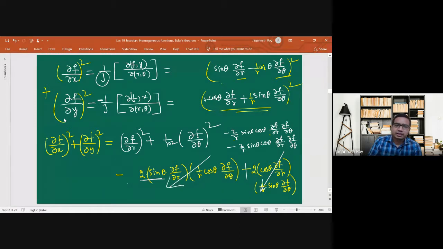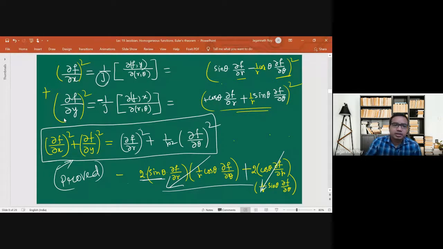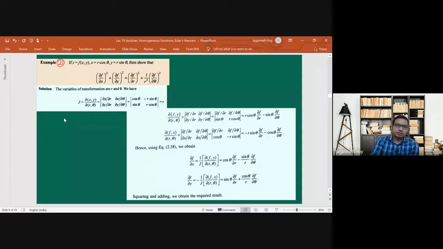This one and this one will get cancelled, so only this term will be there. So this is what we need to show. It's proved. We have to be careful about the negative sign while substituting the values of del f and del y. In this way, we'll use the idea of Jacobian to find out some more examples.